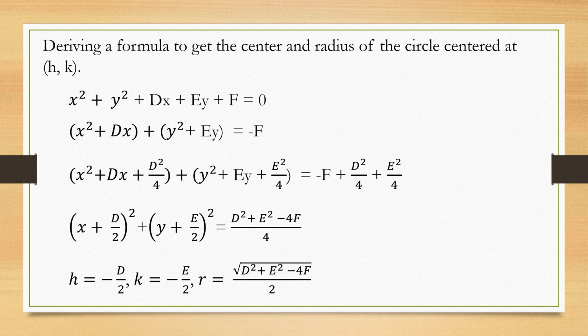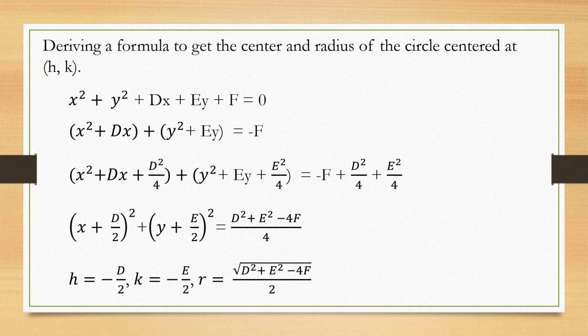Then from the right hand side, we can simplify. Getting the LCD, we know that the LCD is 4. So we multiply 4 to the negative f. We can write first those quantities that are positive. So we have d squared plus e squared minus 4f over 4, as what we had done from the left, from above.